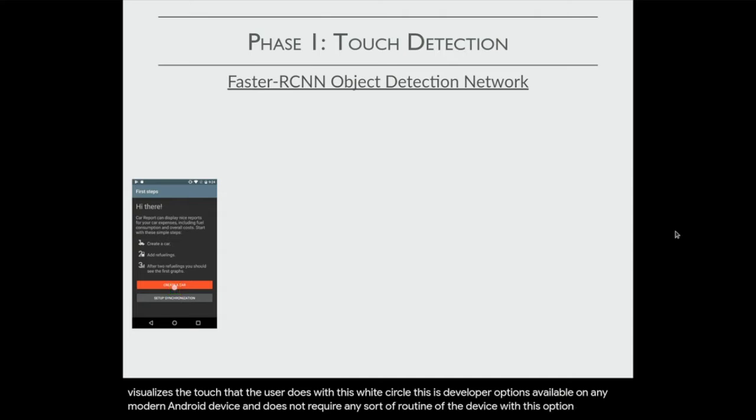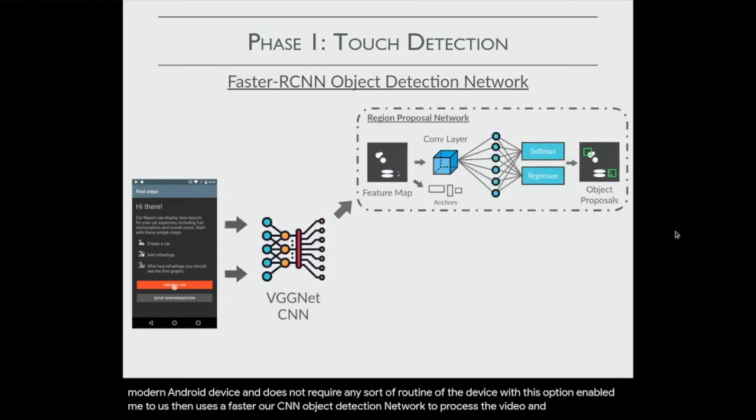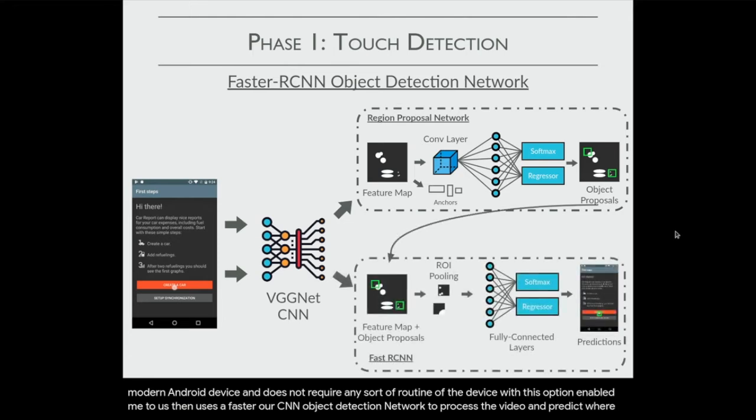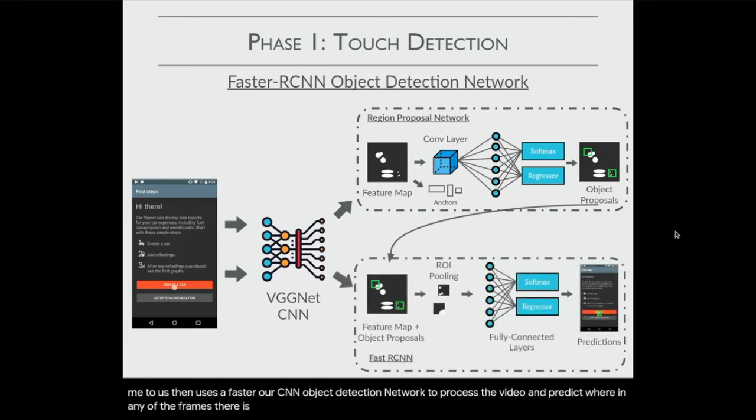With this option enabled, V2S then uses a Faster R-CNN object detection network to process the video and predict where in any of the frames there is an object, this touch indicator, present.